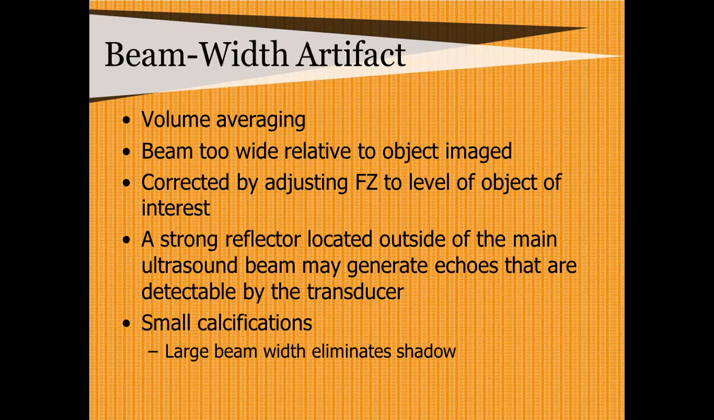A strong reflector located outside of the main ultrasound beam can generate echoes that are detectable by the transducer, so you get that artifact. This happens with small calcifications, so the large beam width eliminates the shadow as well.